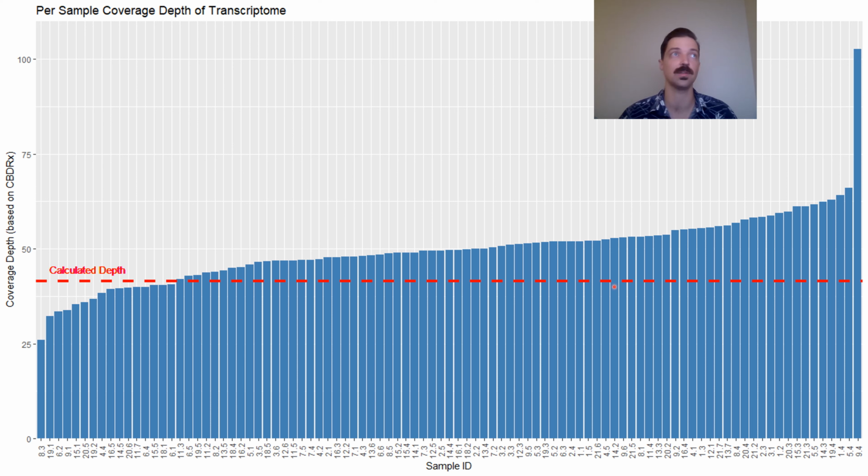But you see the calculated coverage depth was around 41.5, and we got values that were fairly good within what we would expect to have seen, and even outperforming for the most part what the calculated coverage depth would be.